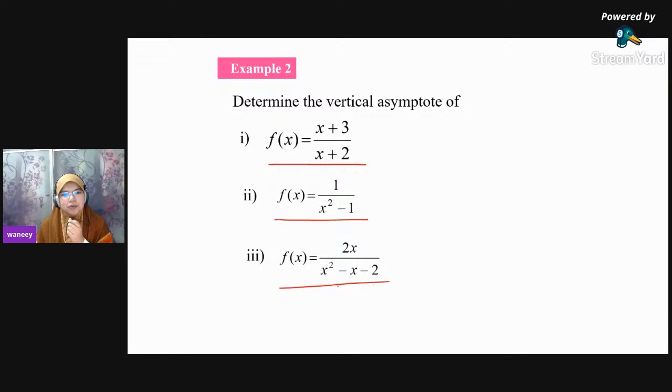For here, if you want your denominator equal to 0, it might be 2 or negative 1. Right? 2 and negative 1. Never mind, we check.